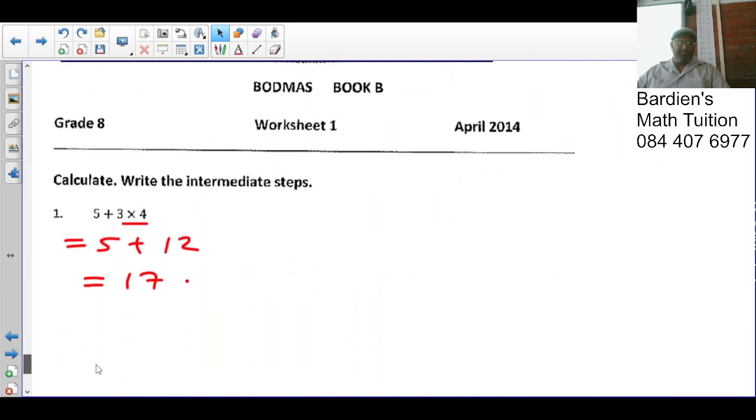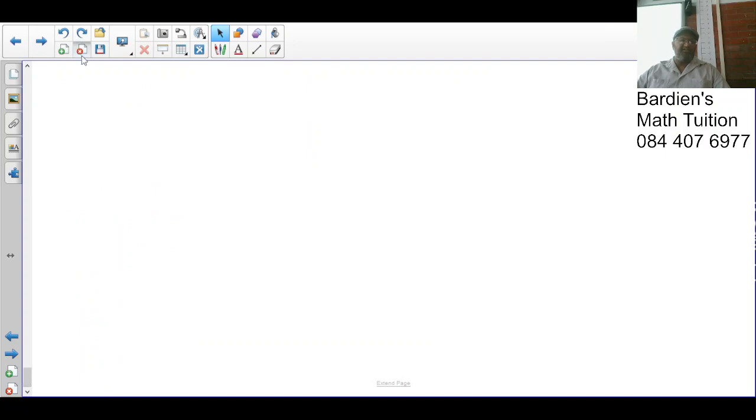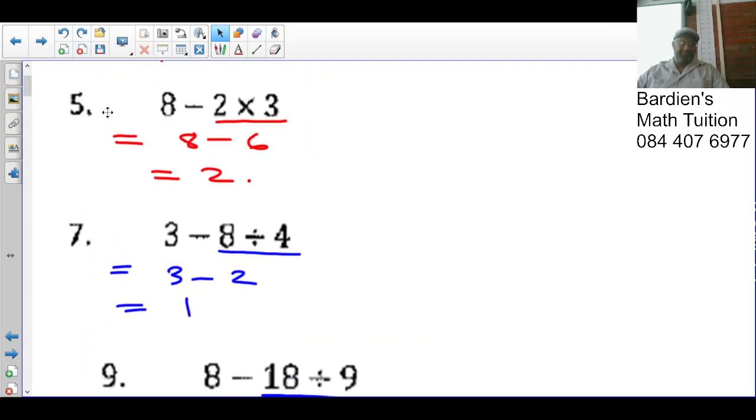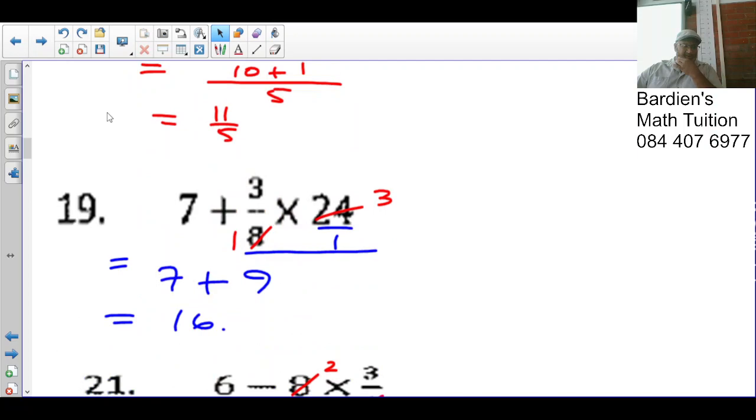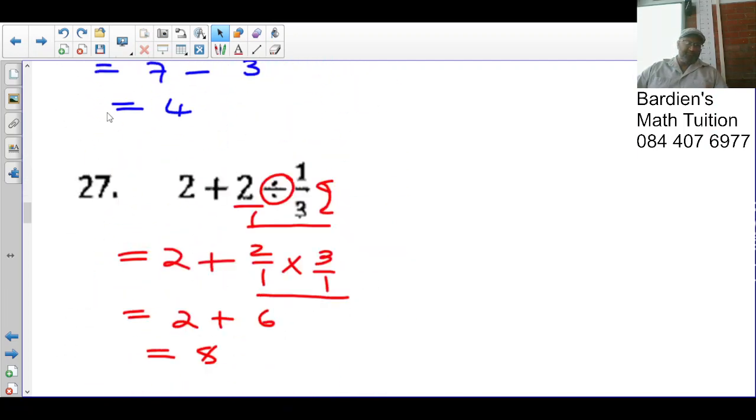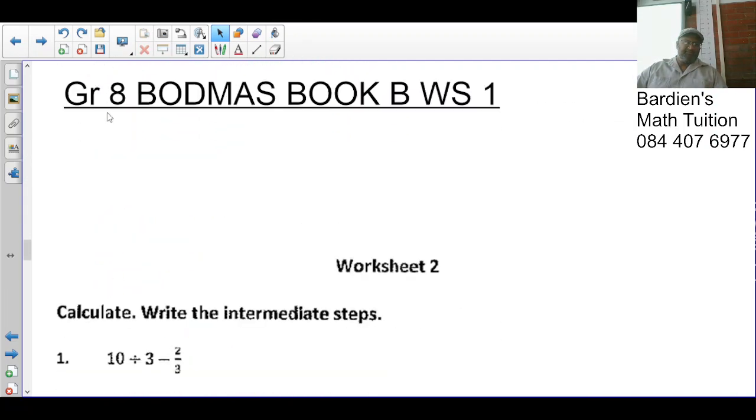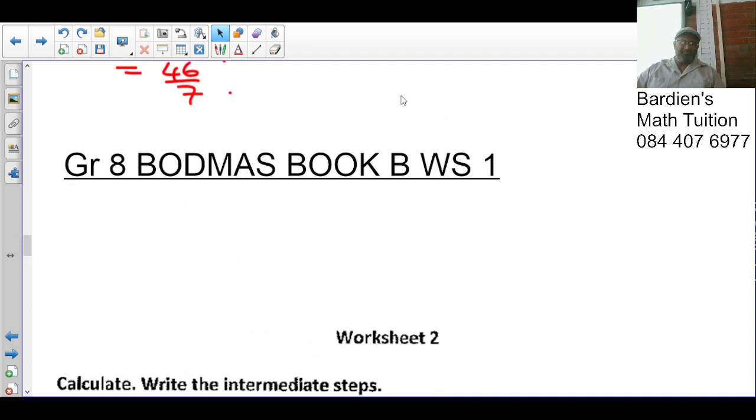Is that correct? Yes. Book B, Worksheet 2, odd numbers. That's Book B, Worksheet 1.